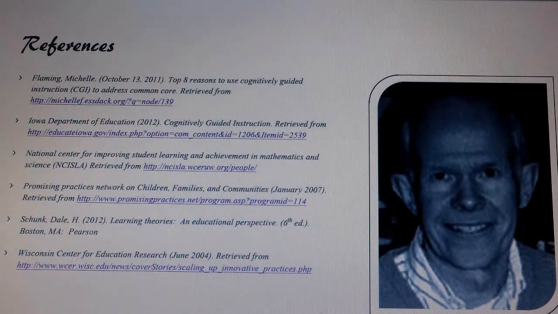Here are my references that I have used to collect the data for my presentation. I would like to ask for you to please take some time to read Michelle Flaman's article about the top 8 reasons to use cognitively guided instruction to address Common Core. Although this information was not directly presented in this presentation, I included it here for informational purposes only.